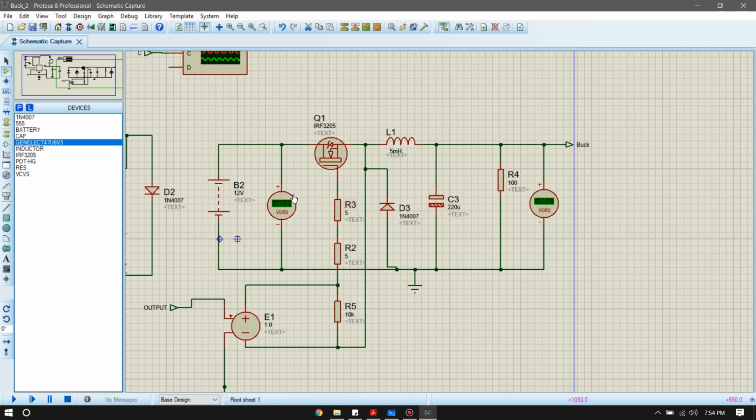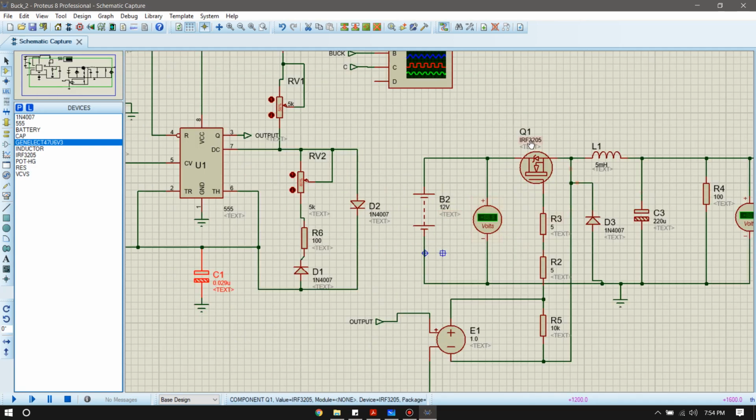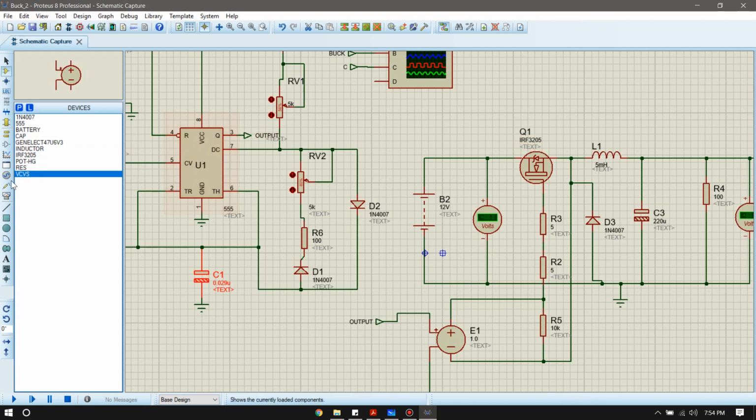Yes. And the name of the MOSFET is IR3205. The voltage controlled voltage source is VCVS. Okay, and the diode is called 1N4007. And the 555 timer, you just write 555. So just come to this point of the video, and you can pause it and see the names of the components here.